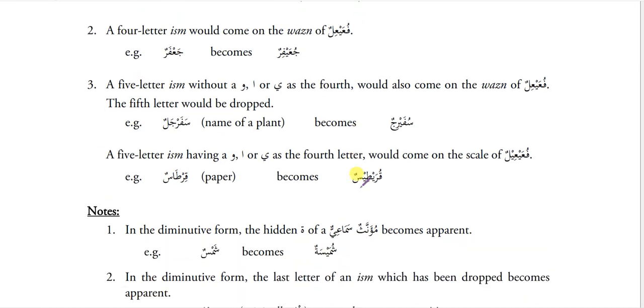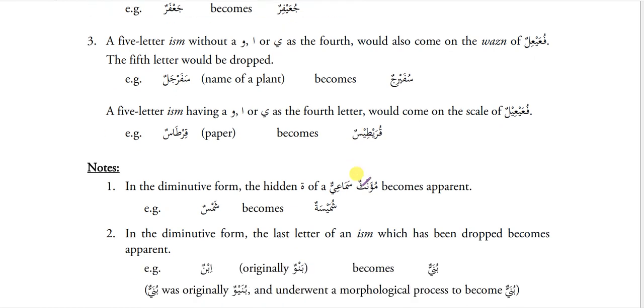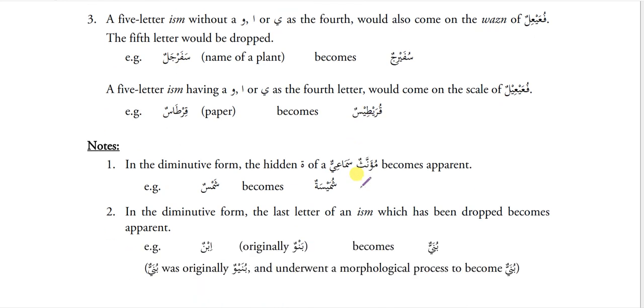A 4-letter ism would come on the wazan of fu'ailun, like Jafar becomes Ju'aifirun. A 5-letter ism with waw, alif or ya as the fourth would also come on the wazan of fu'ailun. The 5th letter would be dropped. From Safarjalun it becomes Sufayrij, a name of a plant.